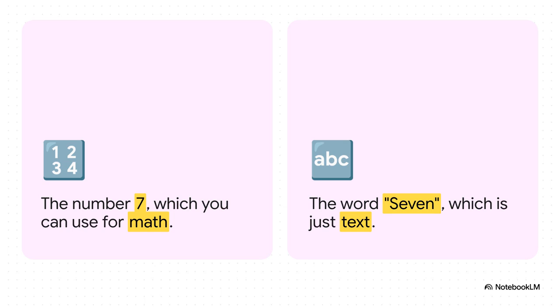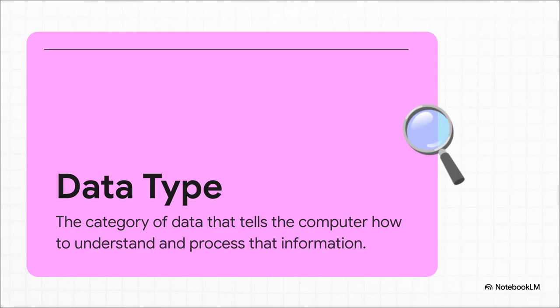The number 7 is something you can do math with. You can add to it, subtract from it. The word 7 is just a sequence of letters. It's text. They are fundamentally different kinds of data. And that is exactly what a data type is. It's just a category that tells the computer how to understand and work with a piece of information. Is this a number that I can use in calculations, or is it just text that I should display on the screen? The data type gives the computer the rules of the game.